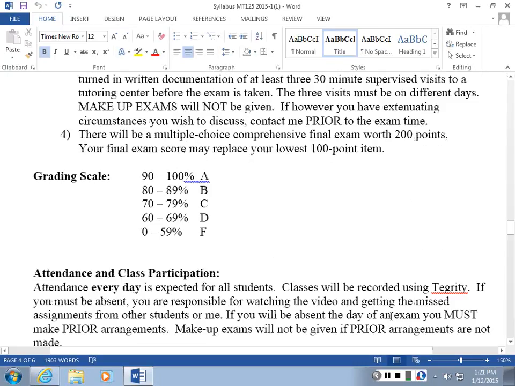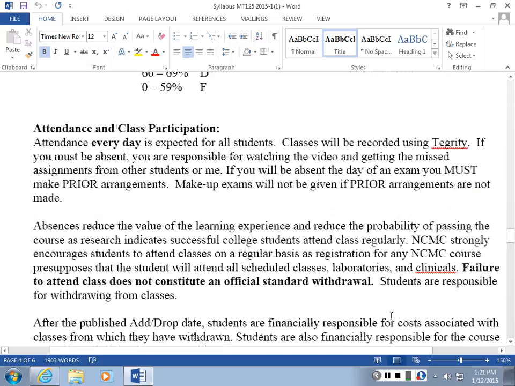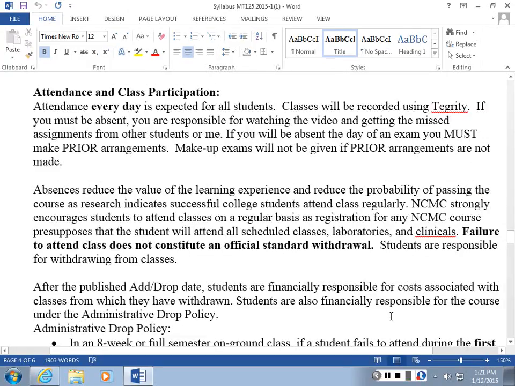Okay, grading scale is just your traditional 90, 80, 70, 60 scale. I do expect you to be here. I take attendance every day. I do not give you points based off attendance, though. So your attendance does not directly affect your grade.